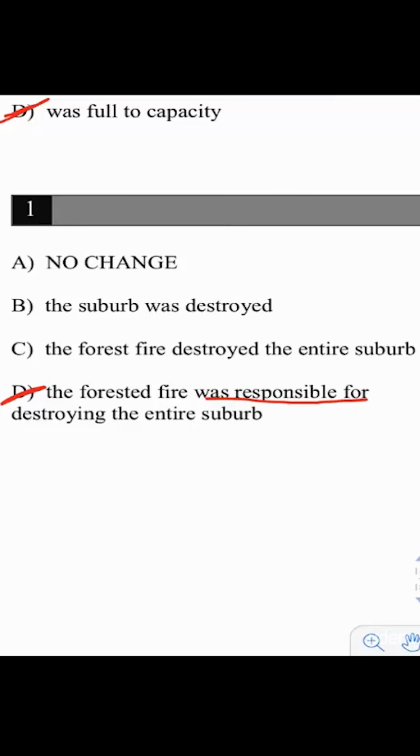The suburb was destroyed. But the problem is, what was it destroyed by? It's leaving out important components about this sentence, which means it could change the meaning of the sentence. It could be destroyed by anything. So that would be incorrect. So I'm looking at A and C.